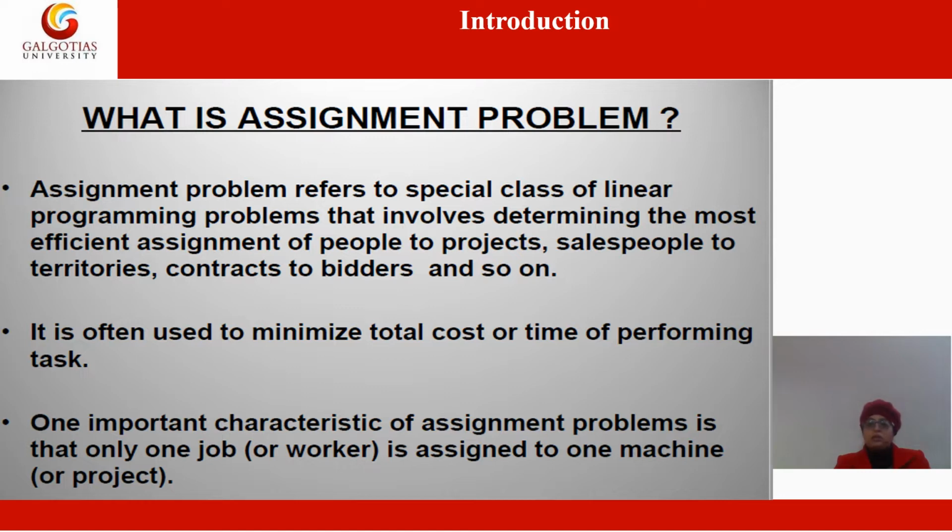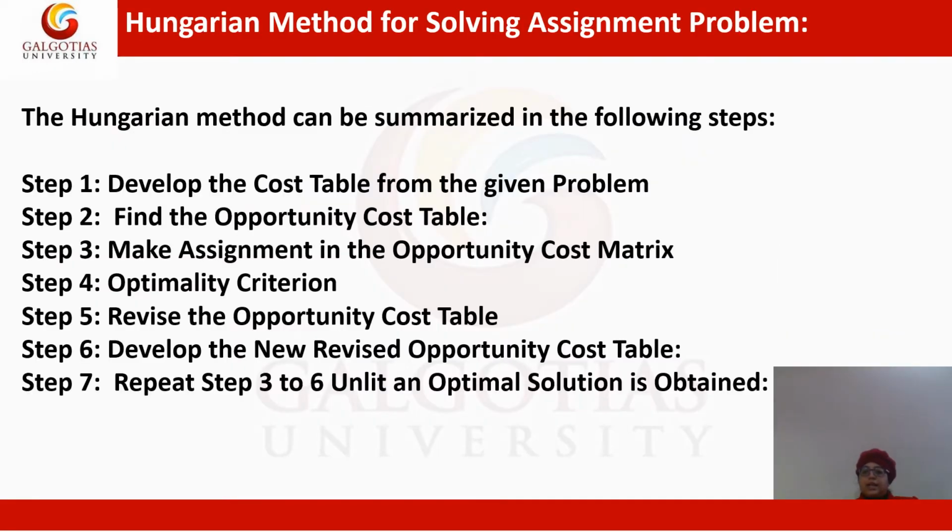In order to solve the assignment problem, we minimize the total cost or the time required for performing the task. One important characteristic is that one job needs to be assigned to only one machine. In the assignment problem, we keep the following things in consideration: there should be no duplication of efforts, and all the resources should be assigned with no resource left out.